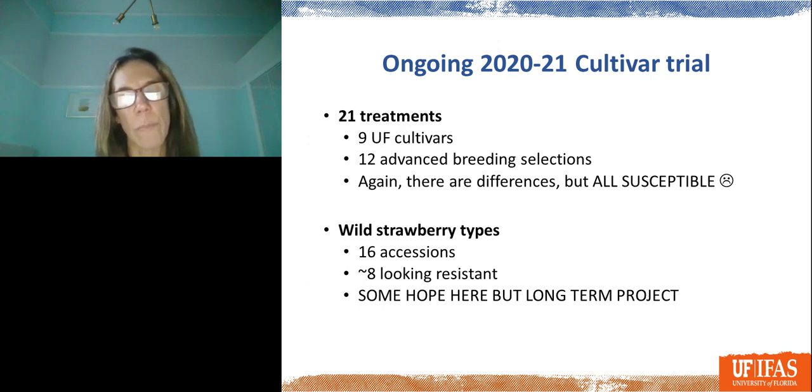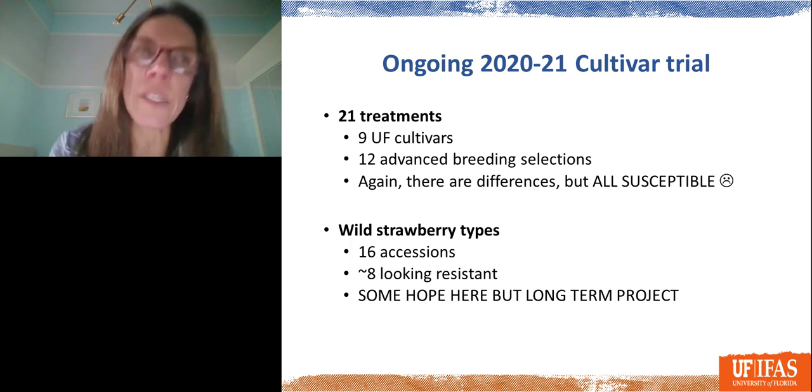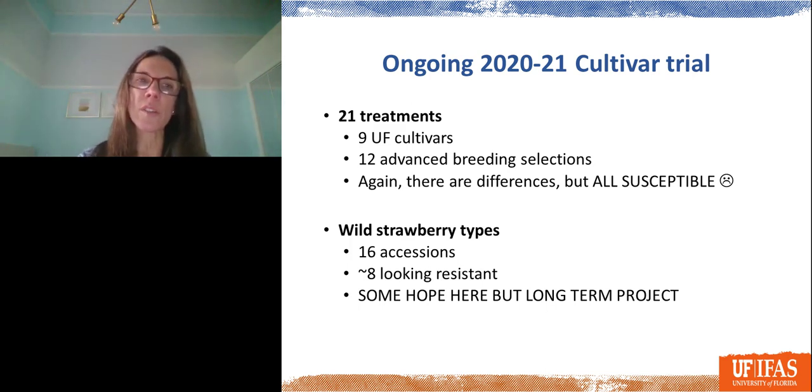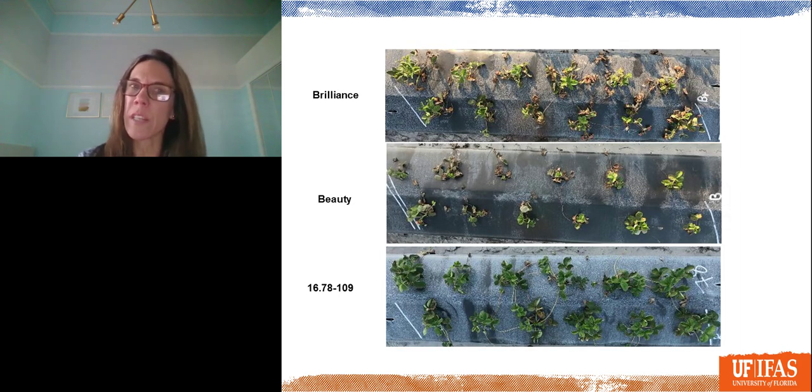We also have another trial where we're looking at wild types, strawberry wild types. And in that trial, we have 16 accessions. And that's the good news there. There's a light at the end of the tunnel. About 8 of those are looking resistant to the point where we don't see a single lesion on those leaves. But that's a long-term project to make crosses with those wild types and incorporate that resistance. So it's not something we can consider as a management alternative for the near future.